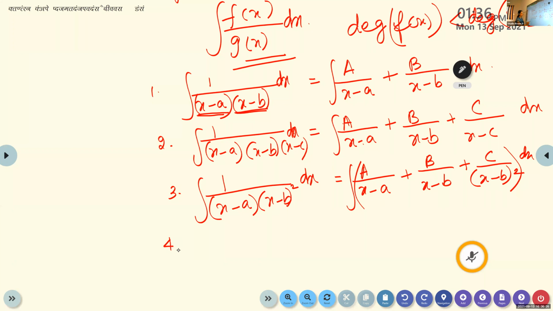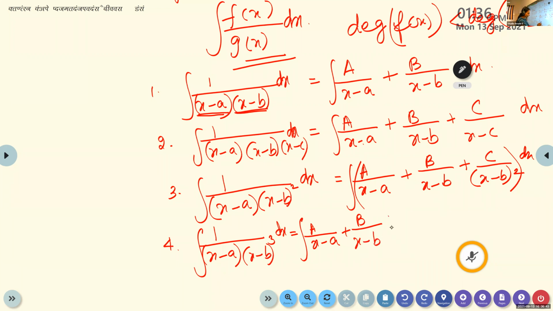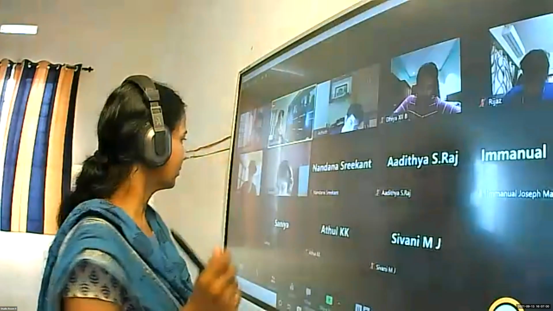Now look at this factor. Suppose we have like this: 1 by x minus a into x minus b the whole cube. How do we have to split? It is a by x minus a. It's also a linear factor. So we write this as b by x minus b plus c by x minus b the whole square plus d by x minus b the whole cube. Like this, step by step, we have to increase the powers. Is it okay, children?